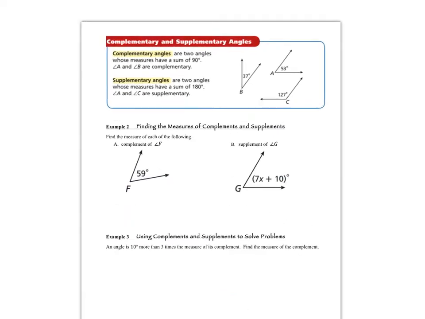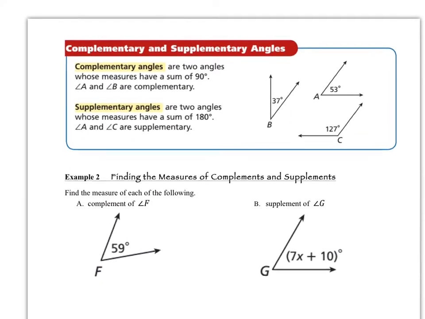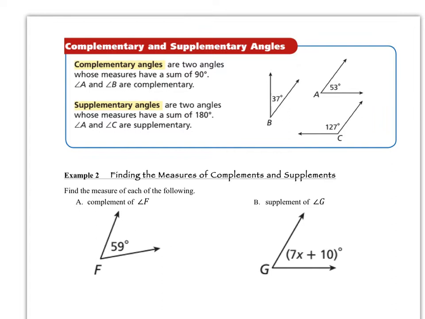On the next page, we have some angle terminology that I know you've heard before. Complementary angles are two angles that add up to 90 degrees. So in this picture, we have angle A, which measures 53 degrees, and angle B, which measures 37 degrees. If we add those two measurements together, we get 90 degrees. That makes those two angles complementary.